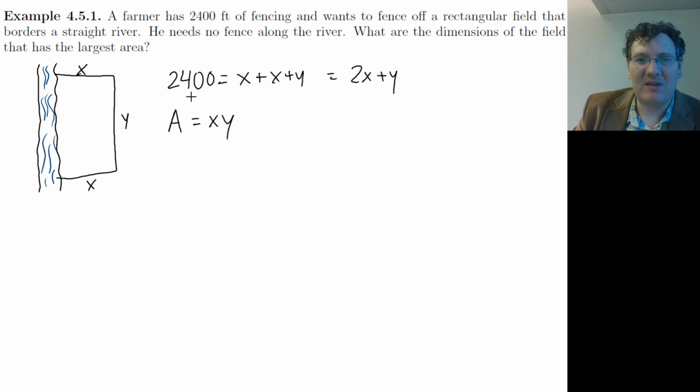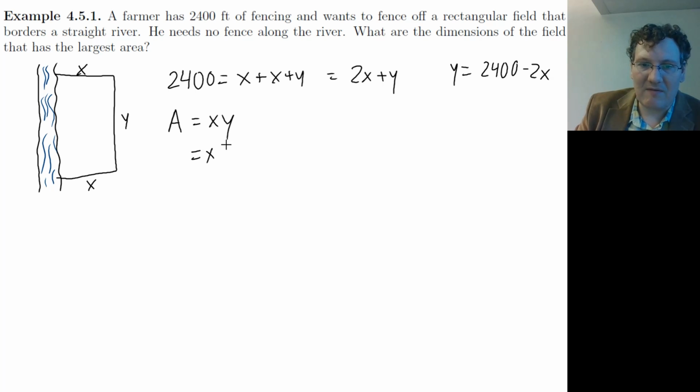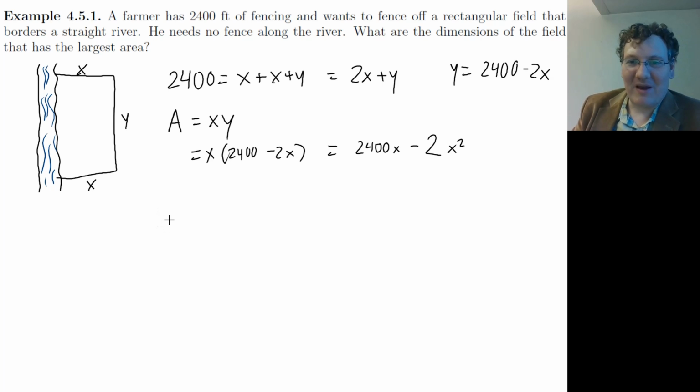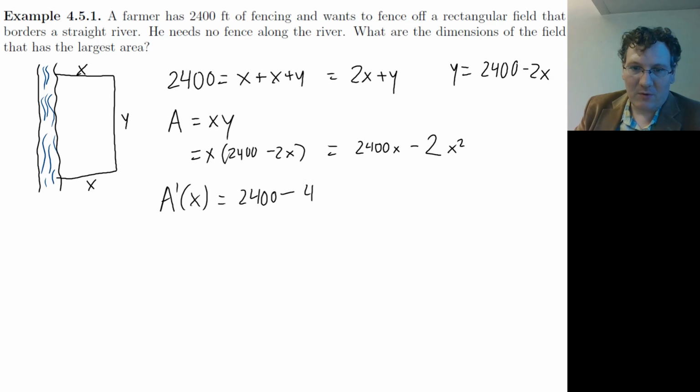Now the constraint's going to actually be the substitution that we're going to use. Notice I can write this as, since 2,400 is 2x plus y, I can write y is equal to 2,400 minus 2x. And that's exactly what I'm going to do. I'm going to plug that in place of y. So actually I'm going to have x times (2,400 minus 2x), which is 2,400x minus 2x squared. So what we're going to want to do is take the derivative of this function, the derivative of 2,400x minus 2x squared, that's going to be 2,400 minus 4x.